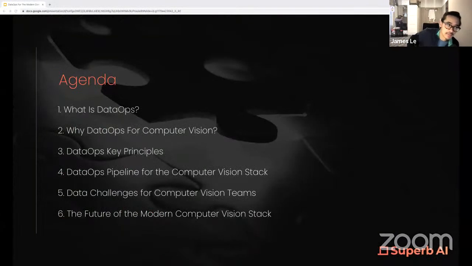So this is a brief agenda of what I want to talk about today. First, I will define what DataOps is. Second, I will give a couple of reasons why we need to bring DataOps to the field of computer vision. Third, I will unpack some of the key principles of DataOps. Fourth, I will propose an ideal DataOps pipeline for the computer vision stack. Fifth, I will talk about the several challenges related to data that any computer vision team has to deal with. And finally, I will talk about the future of the modern computer vision stack. So let's get started by seeing what DataOps is.